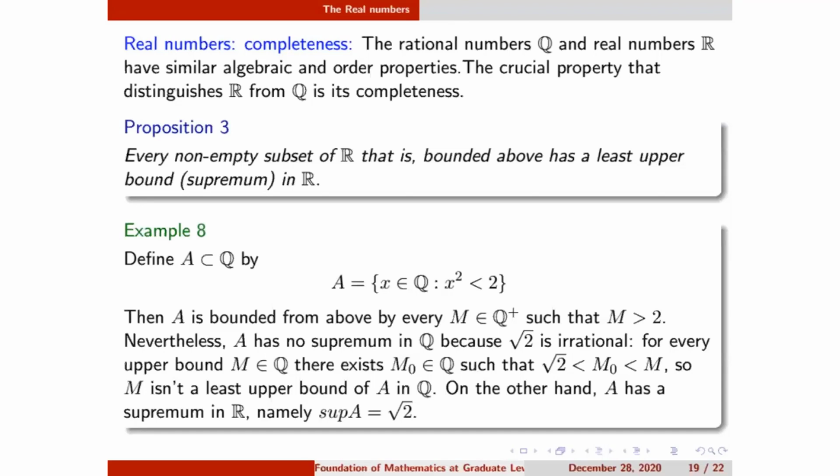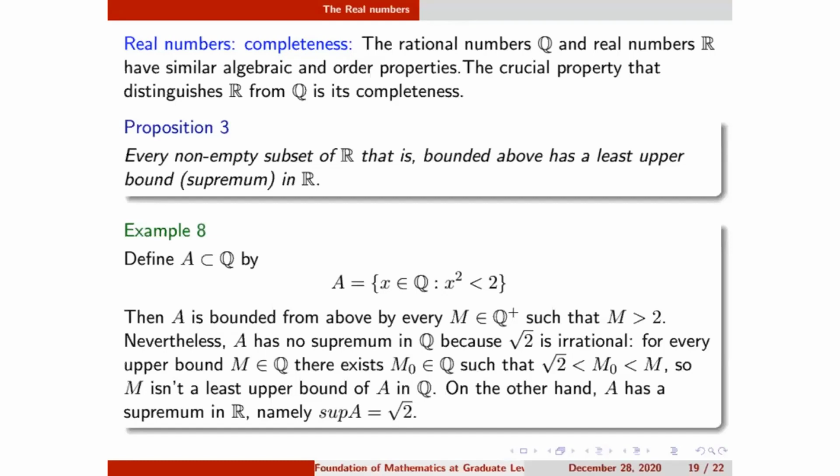Now we are trying to find the least upper bound, meaning the supremum of A in Q. Whether the supremum of A is in Q. If it is in Q, then I'll say Q is complete. If it is not in Q, then I'll say Q is not complete.